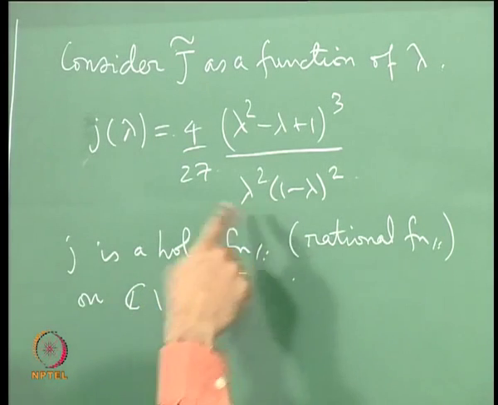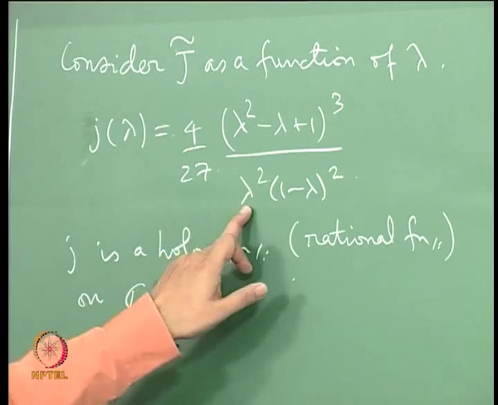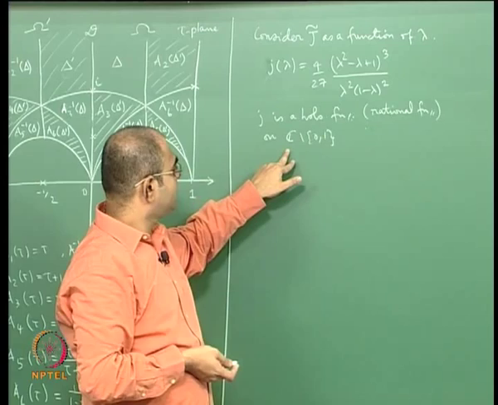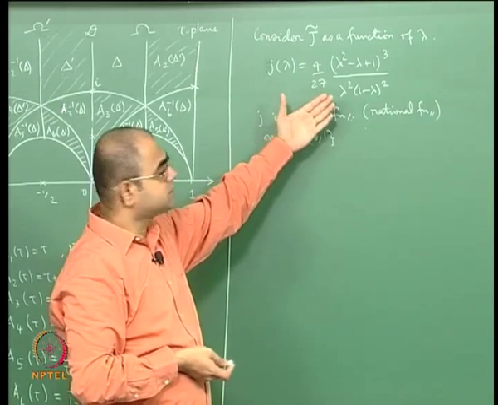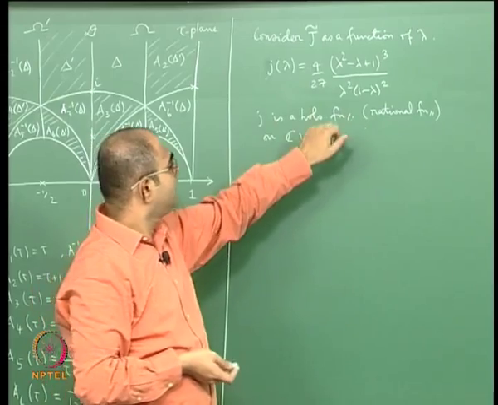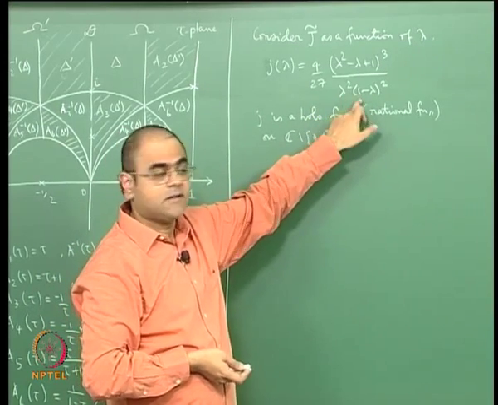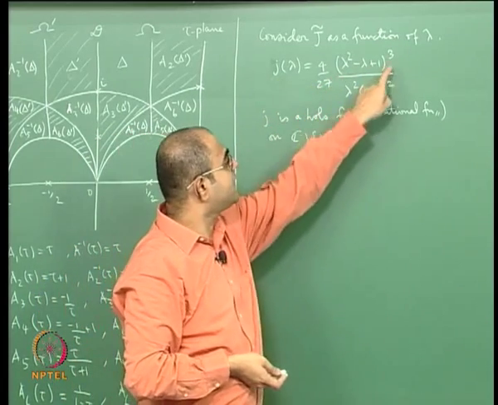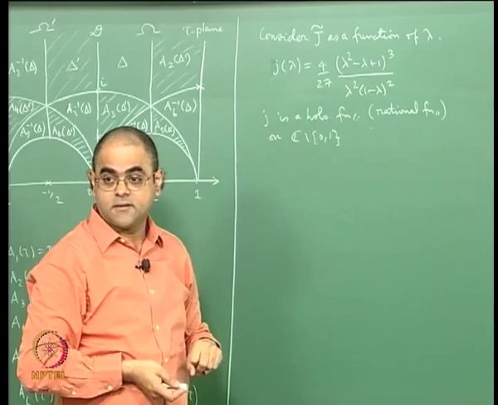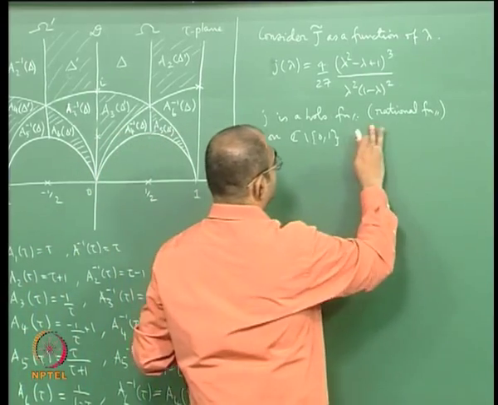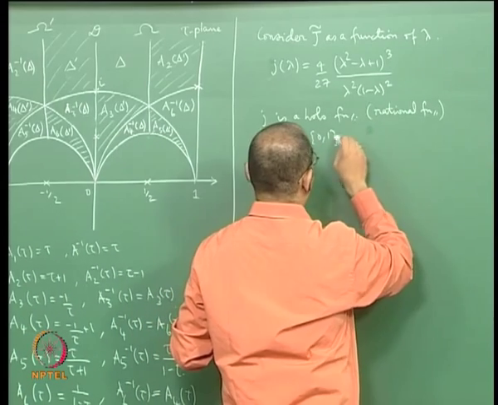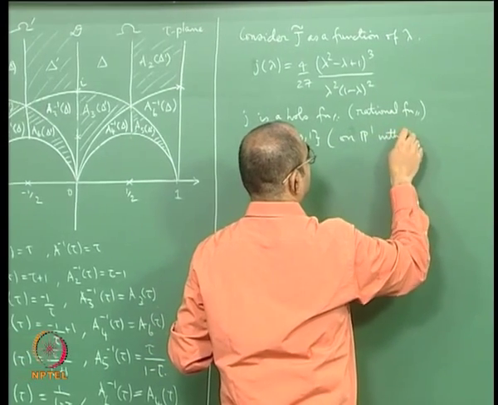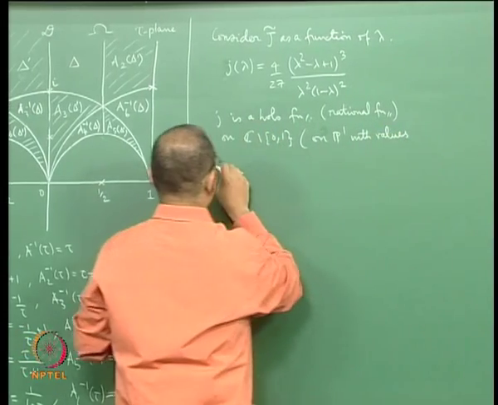I have to exclude the values 0 and 1 because the denominator vanishes, but then if I think of it as a rational function, then I can think of it also as a function from P1 to P1, namely at 0 and at 1 I can define the value of the function to be infinity, and at infinity also I can define the value to be infinity because the numerator is a higher degree polynomial than the denominator polynomial. So you see, it's a holomorphic function on this, it's a rational function on P1 with values in P1.